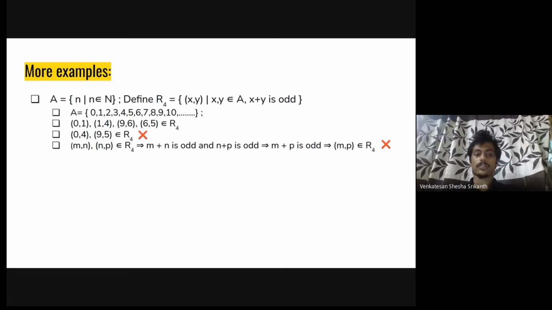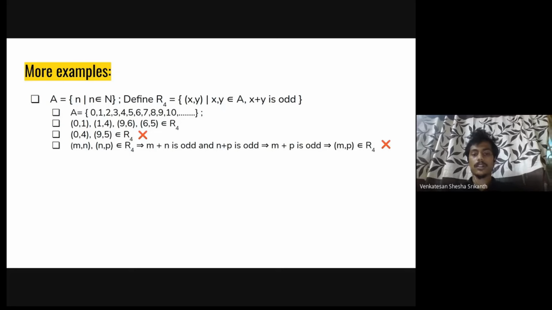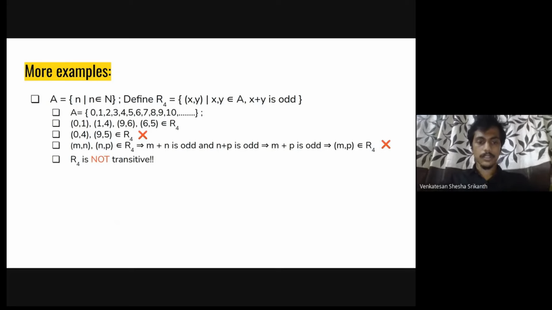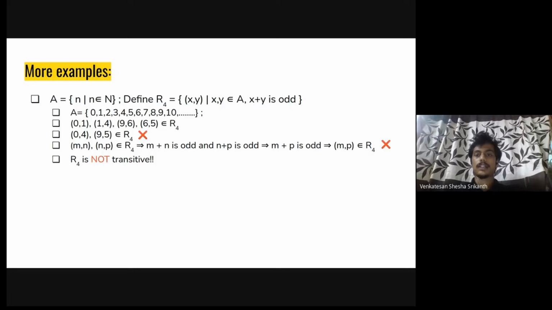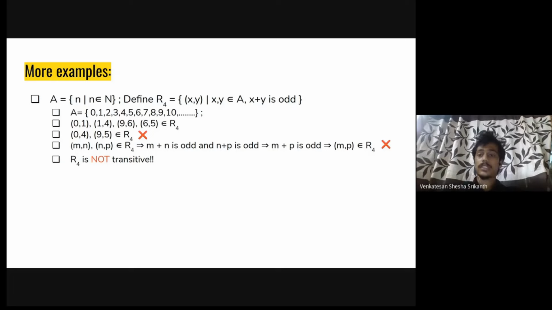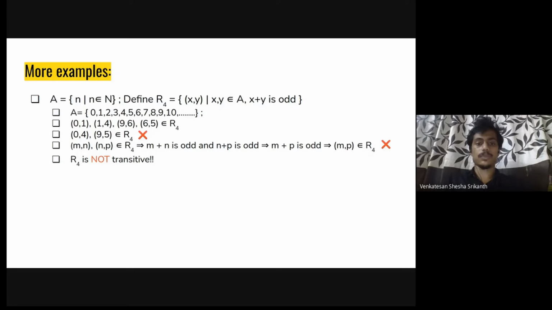It is not transitive because there is a pair (0, 1) in my R4 and a pair (1, 4) in my R4, but with respect to these two elements, there is no pair (0, 4), which should be there in my R4 in order to be transitive. (0, 4) and (9, 5) are not in my R4. It says that R4 is not transitive. This is how we check whether a given relation is transitive, and how we check whether a given relation is reflexive, symmetric, and transitive.